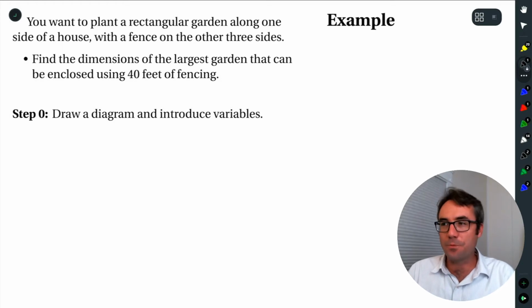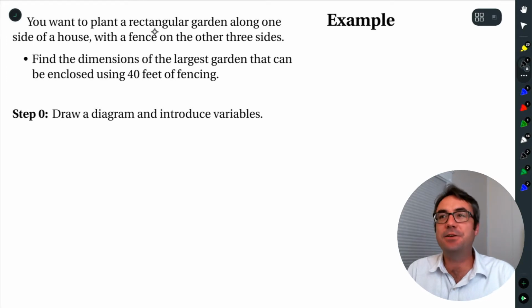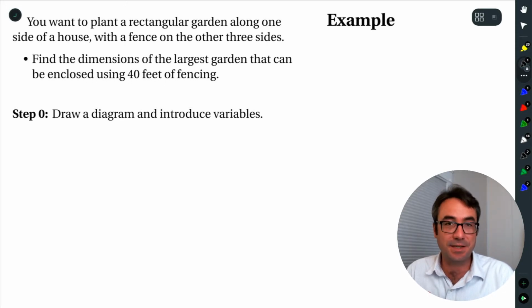Right, here we go. Word problem. We want to plant a rectangular garden along one side of a house, and we want to put a fence on the other three sides of this garden. And so what we want to do is find the dimensions of the largest garden that can be enclosed using 40 feet of fencing.